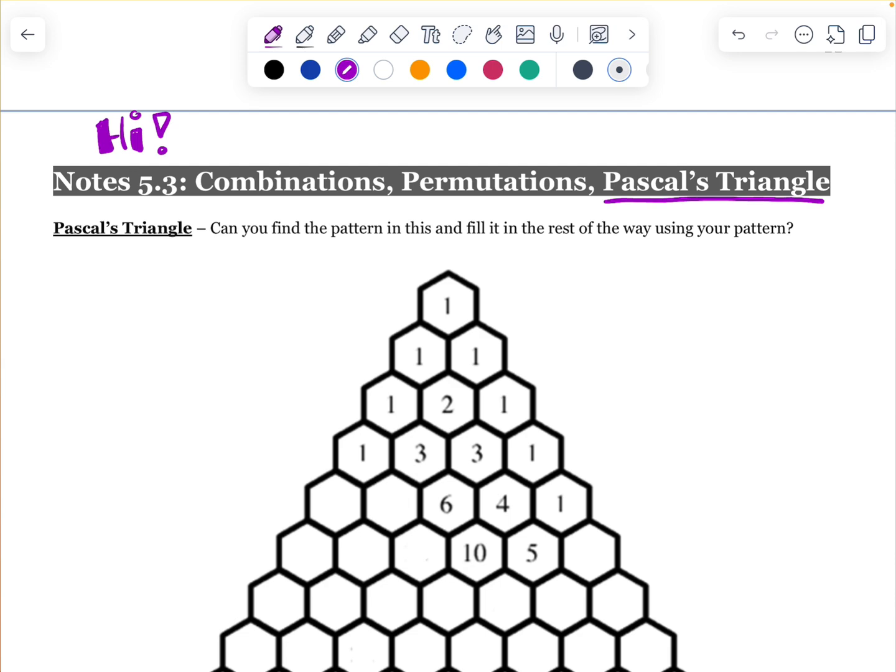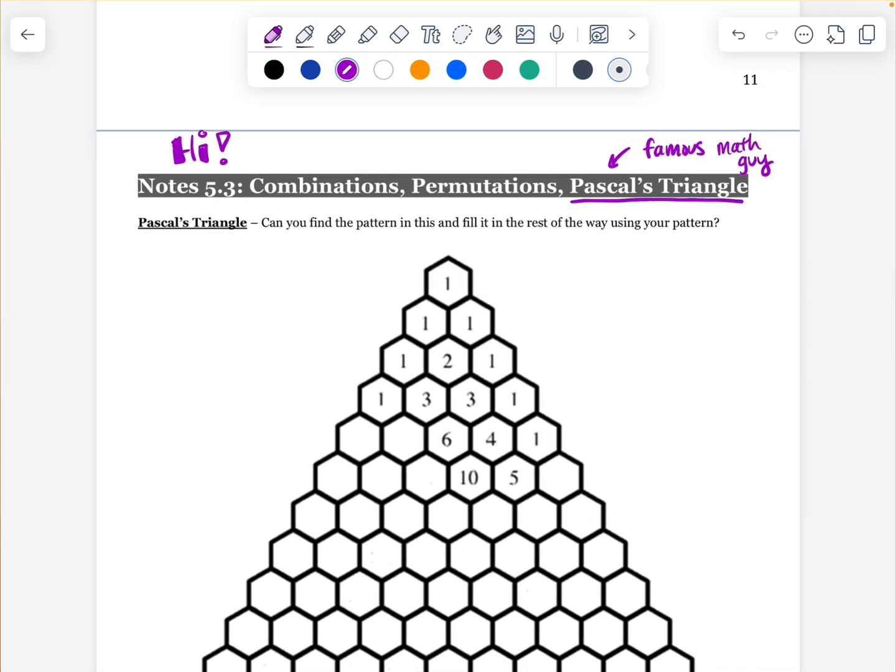All right, so first, just a little heads up. Pascal, he's a famous mathematician, all right? I'm just going to write math guy, mainly because I ran out of space to write the word mathematician. But he's famous, okay? You could look him up, Google search him sometime, all right? He's cool. Lots of really neat math things. But the biggest math thing that he tends to be known for is this triangle we're looking at today.